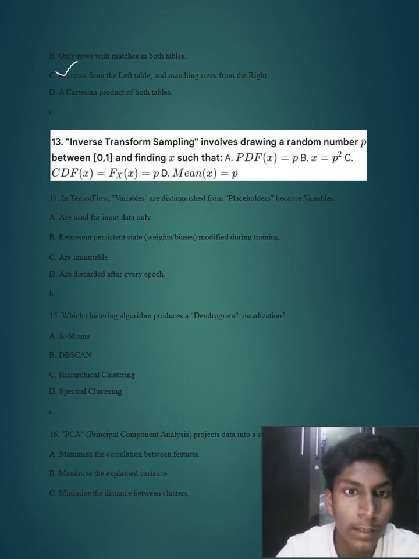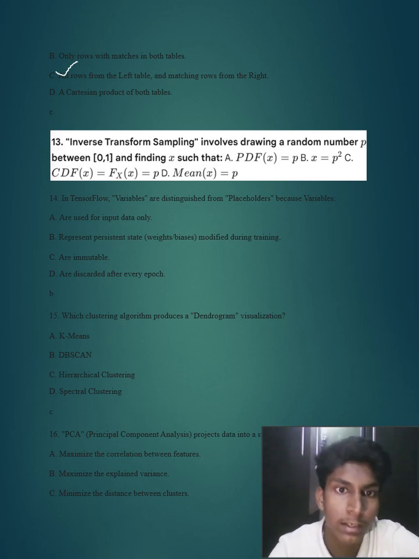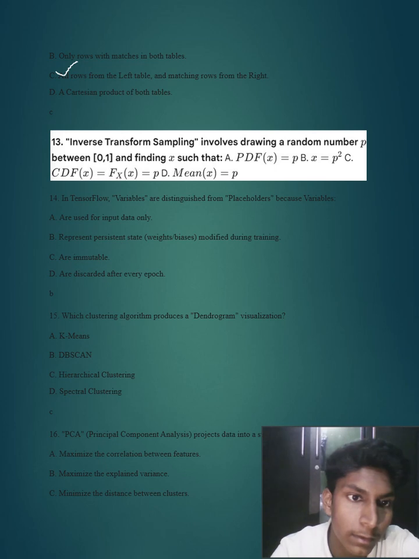Inverse transform sampling involves drawing a random number p between 0 and 1, finding x such that a) PDF of x is equal to p, b) x is equal to p square, c) CDF of x is equal to F of x is equal to p, and d) mean x is equal to p. So the correct option is C.